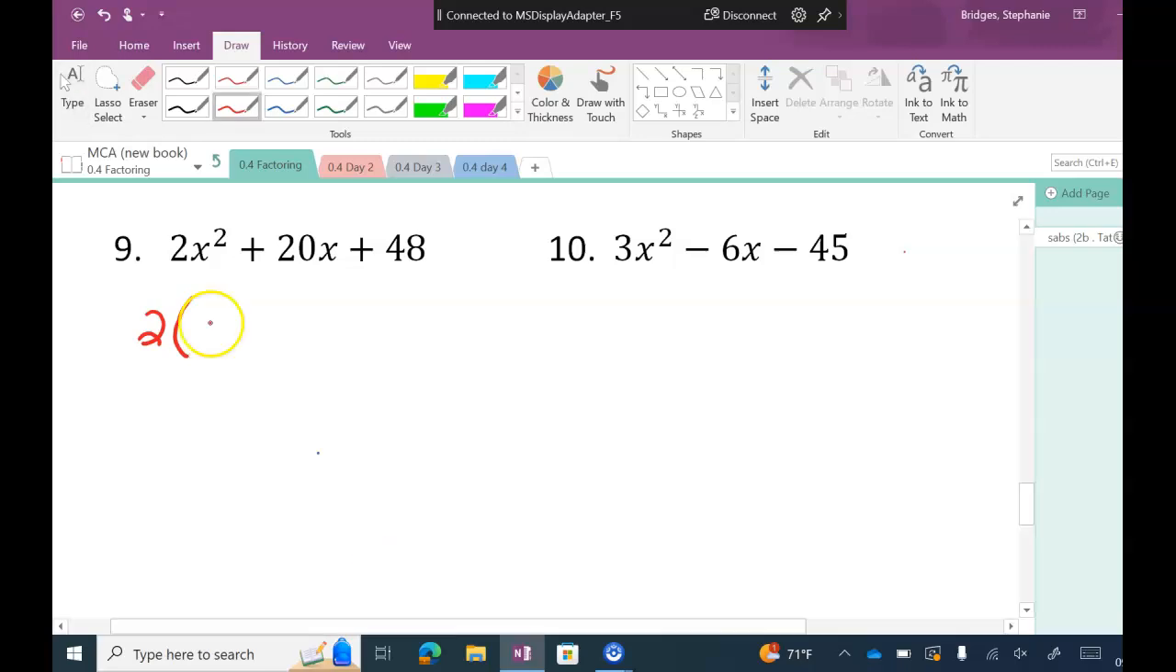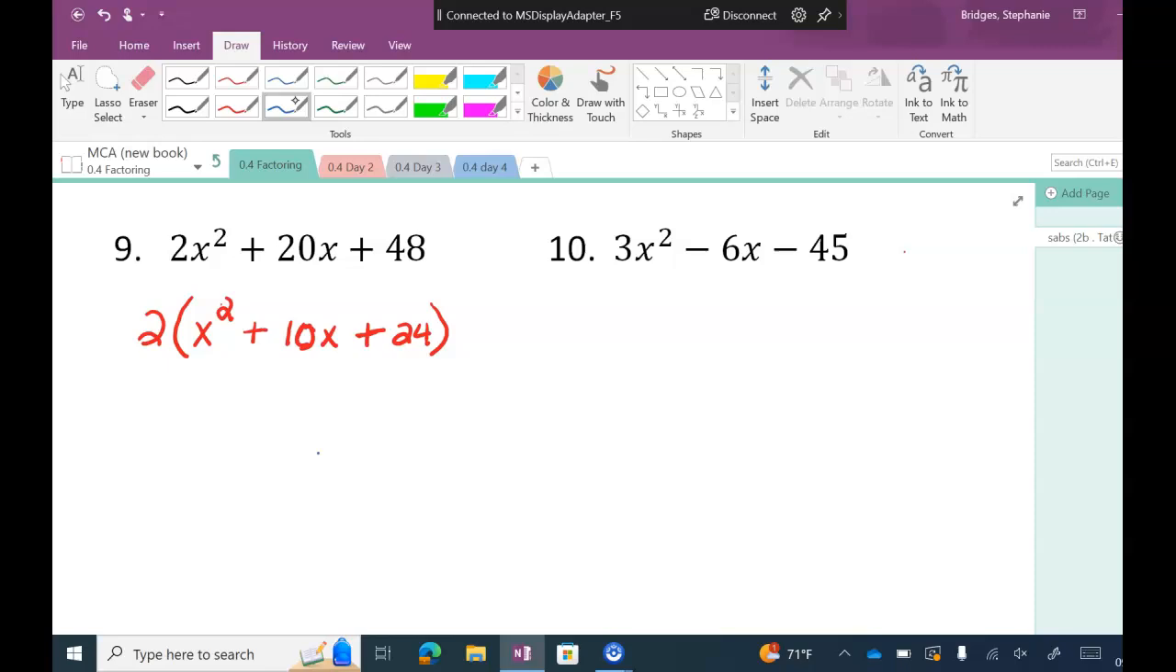2x squared divided by 2 is just x squared. 20x divided by 2 is 10x, yep. And then 48 divided by 2 is 24. We have 3 terms inside, so we're focusing now on just the x squared, the 10x, and the 24. We want to see if we can break that down any further. So what I'm looking for now, we're going to forget about the 2 that we pulled out for a minute. Not for forever, just for a minute.